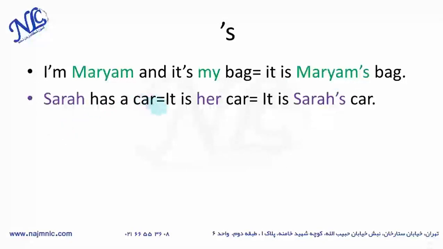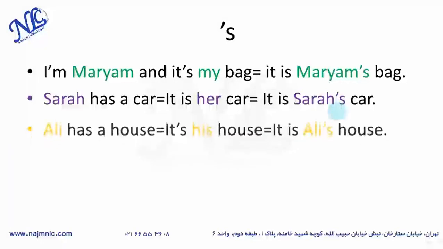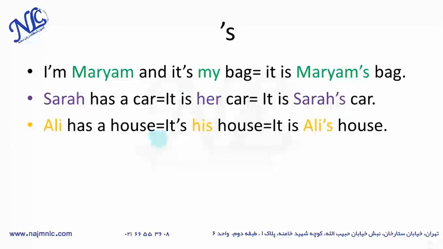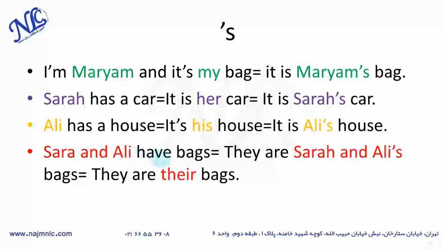Sarah has a car. It's her car. It's Sarah's car. Apostrophe S. Sarah's car. Ali has a house. It's his house. It is Ali's house. Apostrophe S. Sarah and Ali have bags. They are Sarah and Ali's bags. They are their bags.